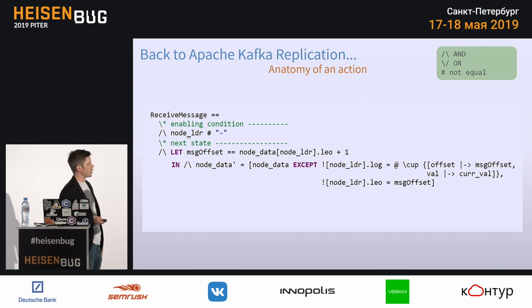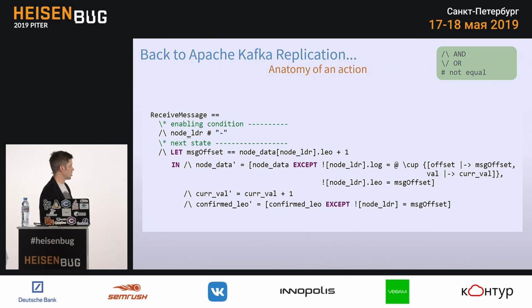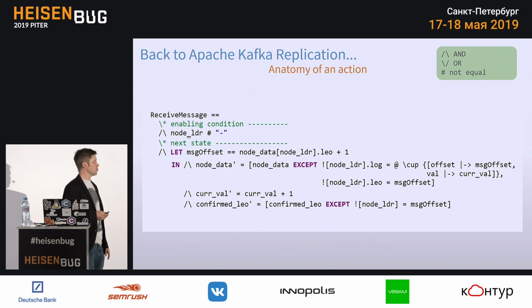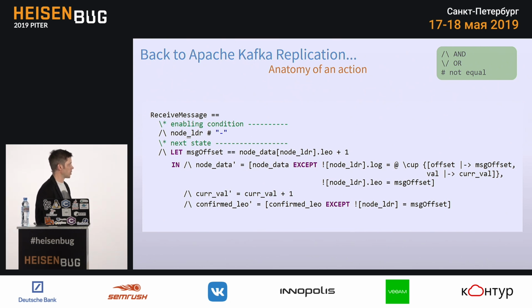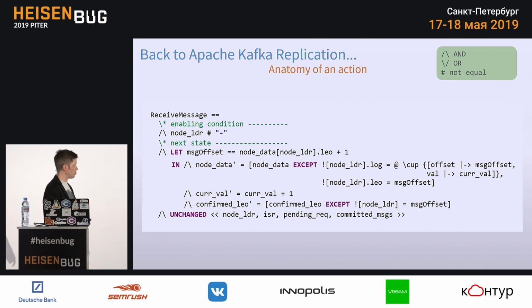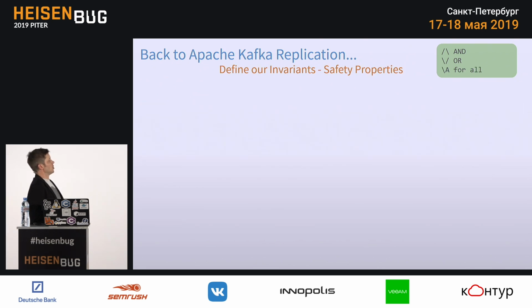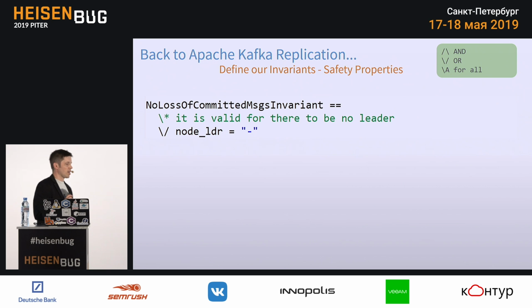And we set the LEO of the leader to the message offset. We increase the counter, and we update the confirmed LEO to the message offset for that leader. And everything else remains unchanged. So that's what it should do. Okay, that's like the behavior of the system. Not all of the actions, but some of the more simpler ones. And now we're going to look at how we can set the safety properties, our invariants.